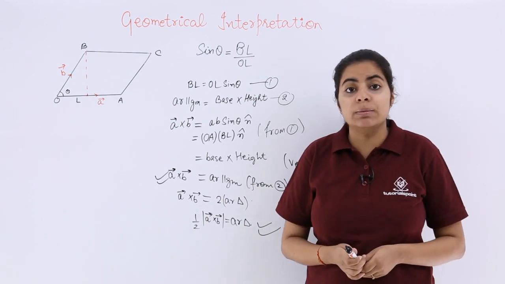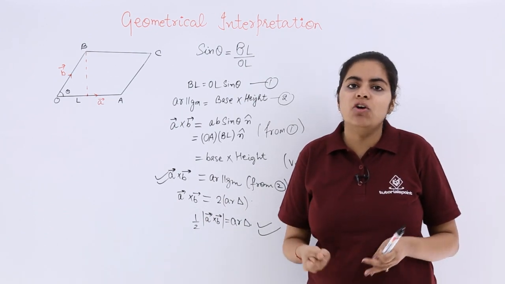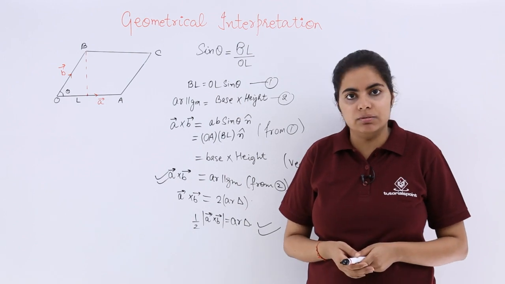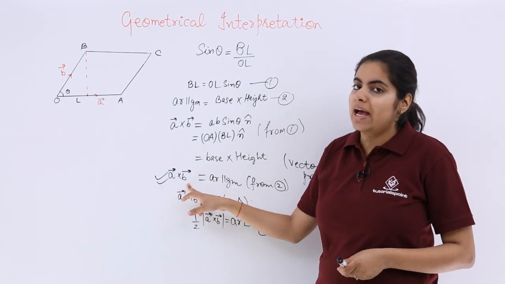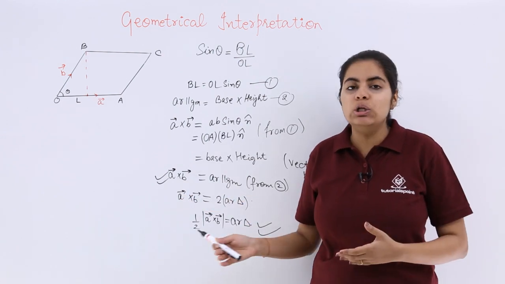Now in any question, suppose I am asked to find the area of a parallelogram when these two vectors are given, directly you can do it, there is no problem with it. You will use this formula, and what about the triangle? You will use the lower formula.